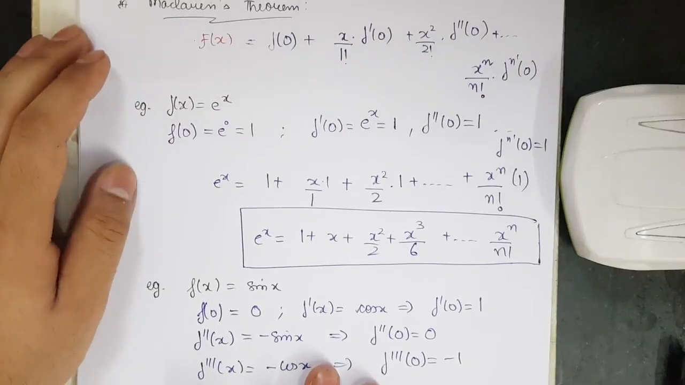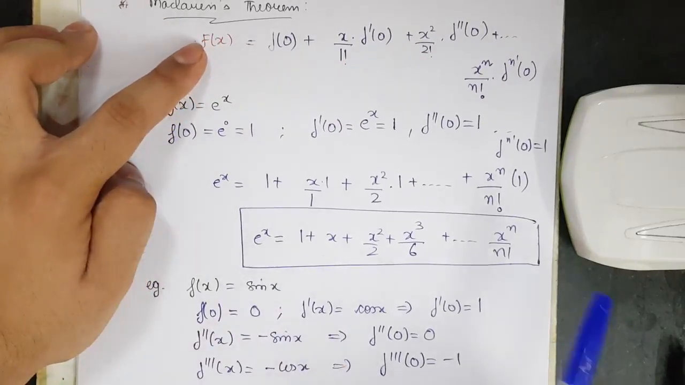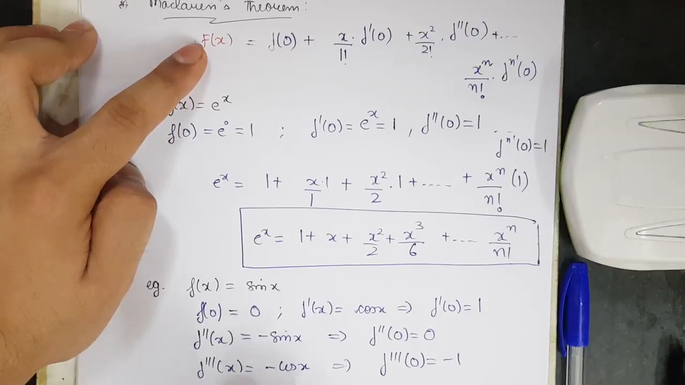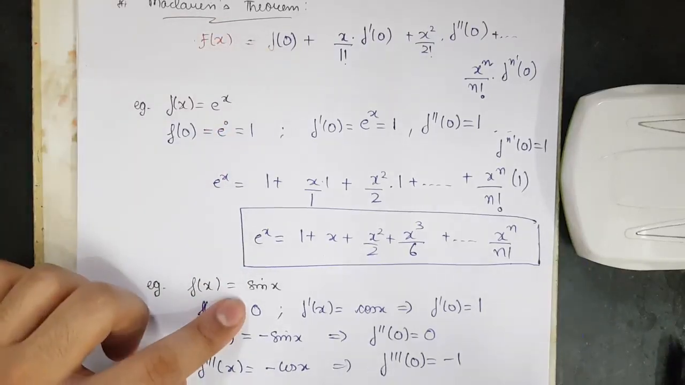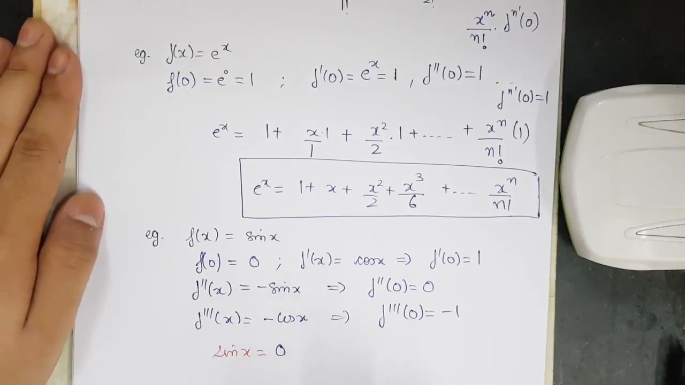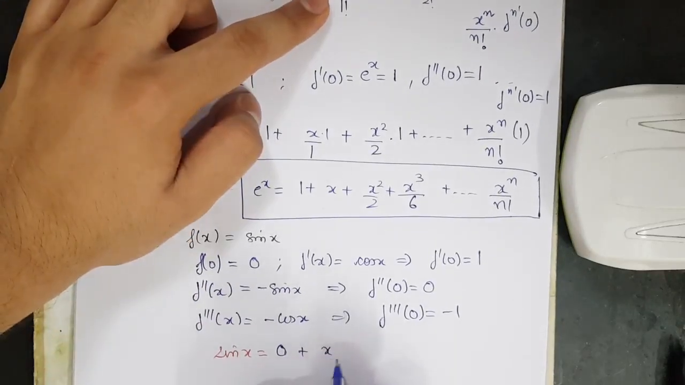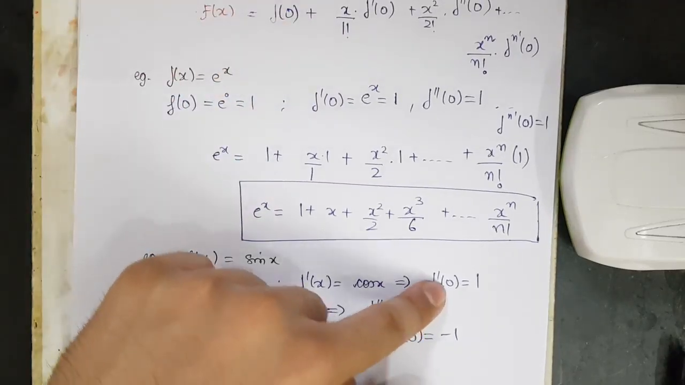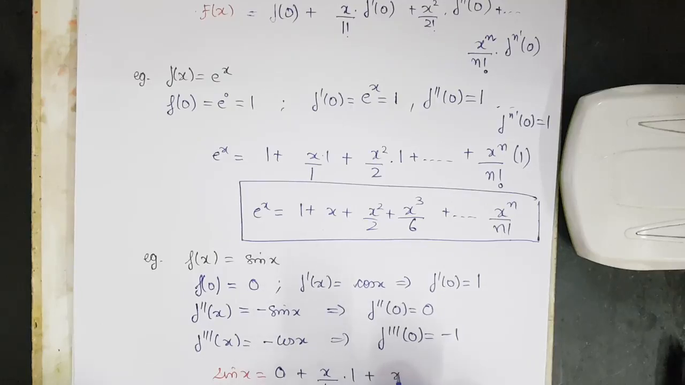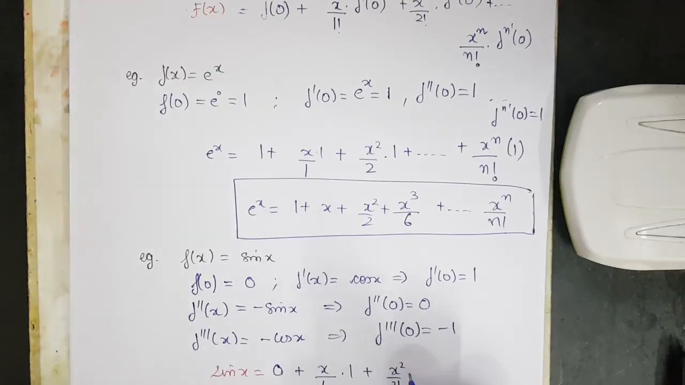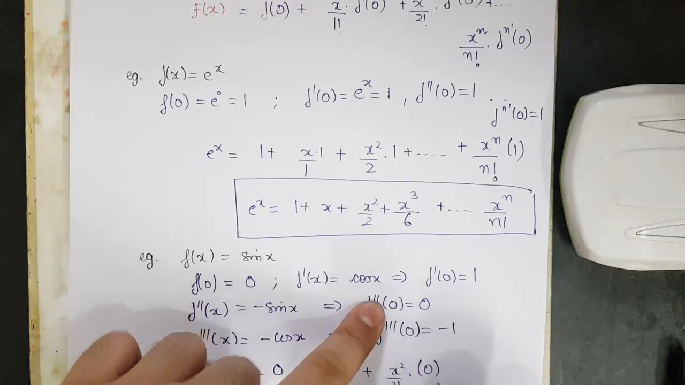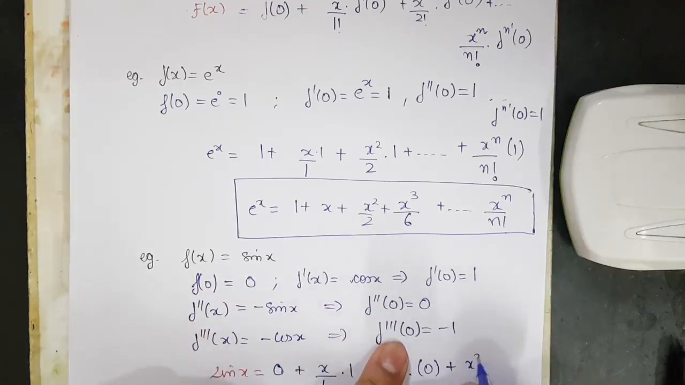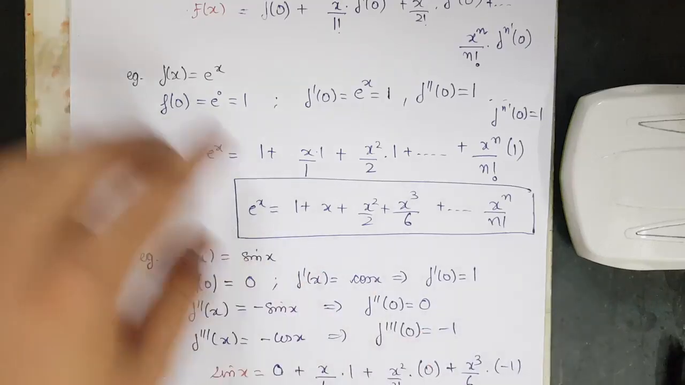So now let us put in the formula for sin x. The f of x is equal to sin x here, so sin x comes out to be f of 0. F of 0 is equal to 0. Similarly, now we have to put x by 1 factorial into f dash 0. F dash 0 here is 1, so 1 into 1. Plus x square by 2 factorial into f double dash 0, that is equal to 0. The next term is x cube by 3 factorial, that is 6, into f triple dash 0, that is equal to minus 1, and similarly so on we can solve it.